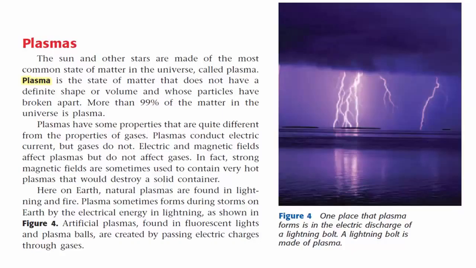Here on Earth, natural plasmas are found in lightning and fire. Plasma sometimes forms during storms on Earth by the electrical energy in lightning, as shown in Figure 4. Artificial plasmas, found in fluorescent lights and plasma balls, are created by passing electric charges through gas.